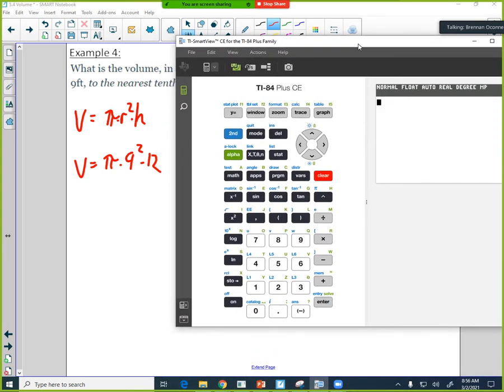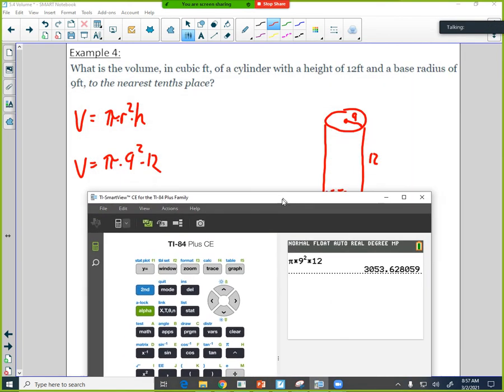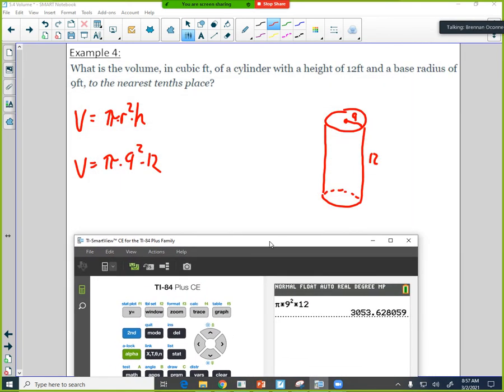And this calculator has a little pi button. If you hit this second button, and then right here where this caret is, the pi button is right above it in blue. See that? So second, and then this caret button right above the division. So pi times the radius is 9. Here's the squared button times 12. And we get 3053.628.